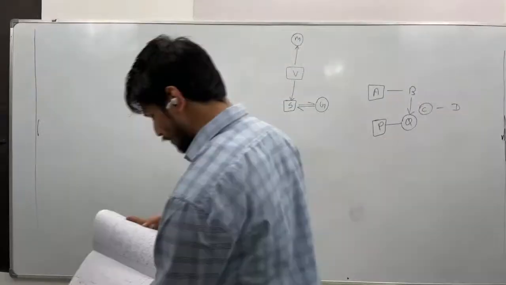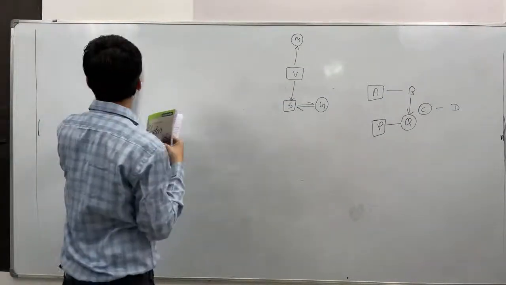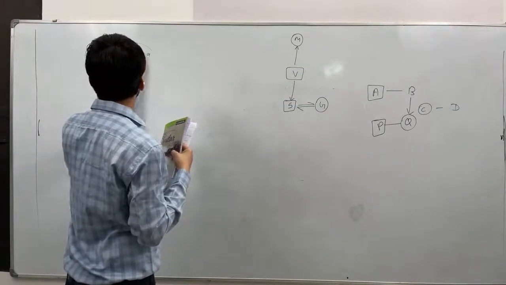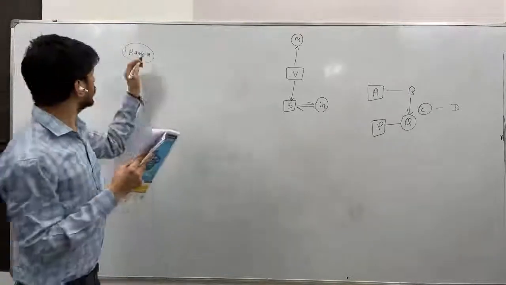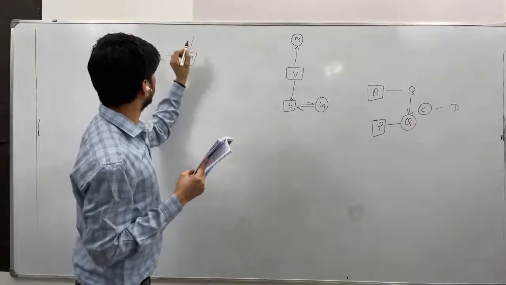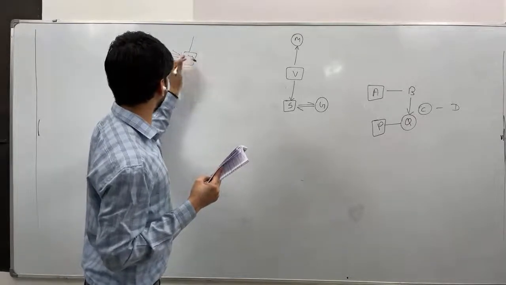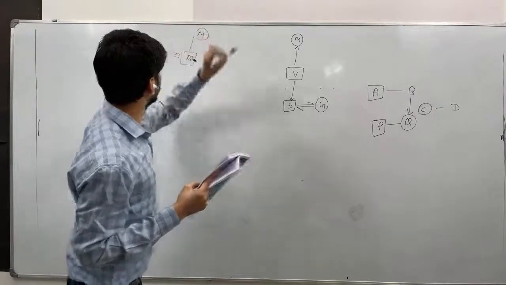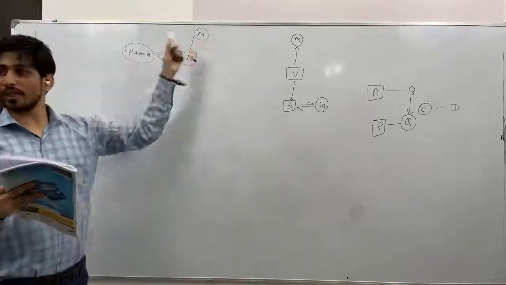Question number 5. Rama said, my mother-in-law. Who will be the mother-in-law? First of all, Rama will be married to some man, maybe some boy, and that man has a mother. So M is the mother-in-law for Rama.